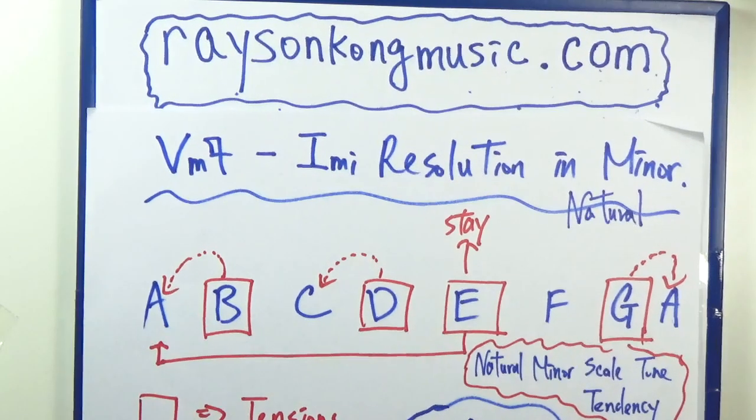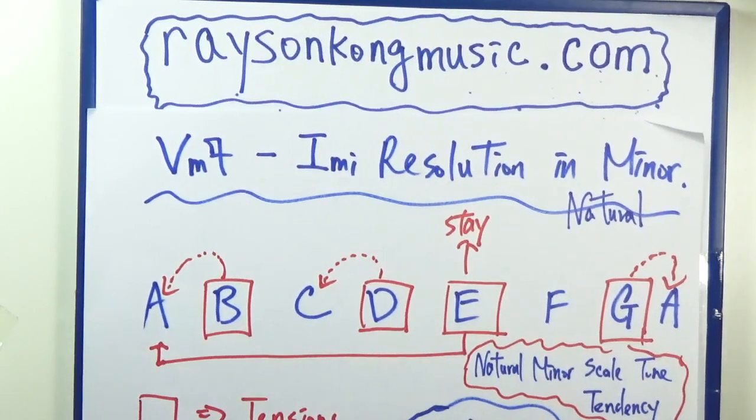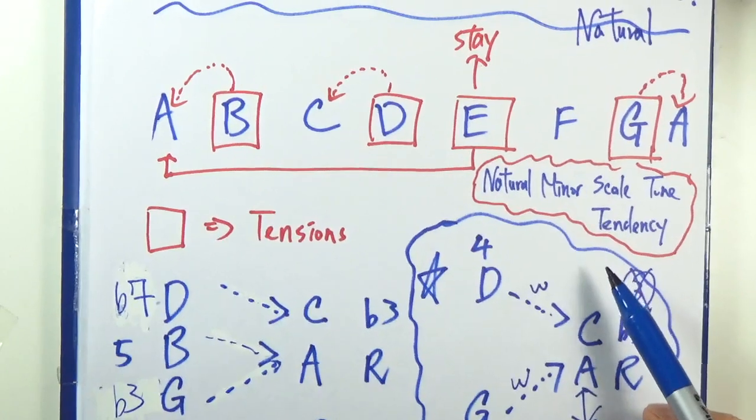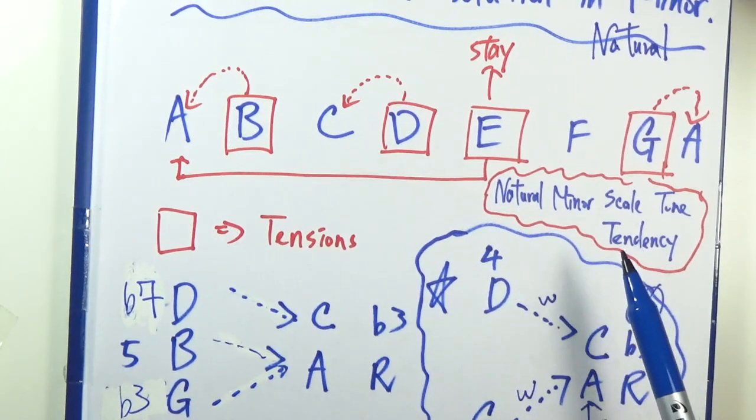Hello everyone. Today we will discuss 5-1 resolution in natural minor scale. So before you move on, please check out the video Natural Minor Scale Tone Tendency. Nevertheless, I'm gonna do a very quick recap here.